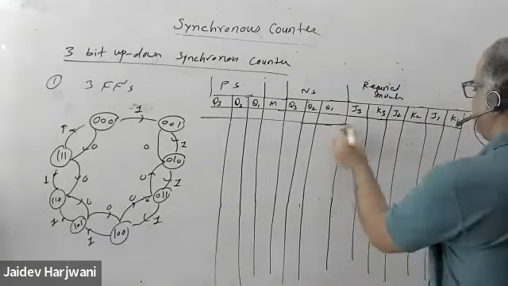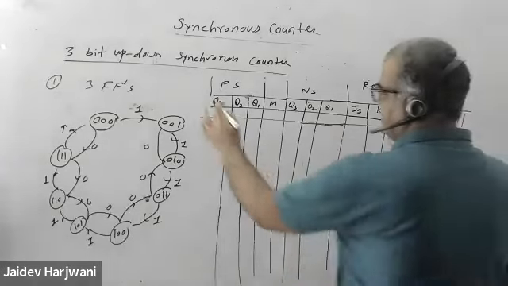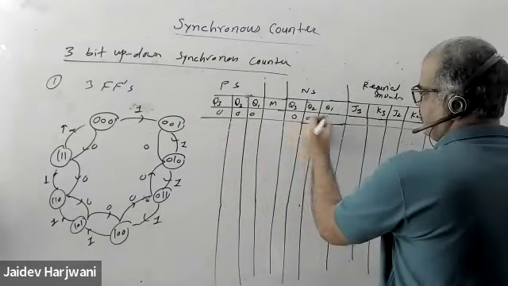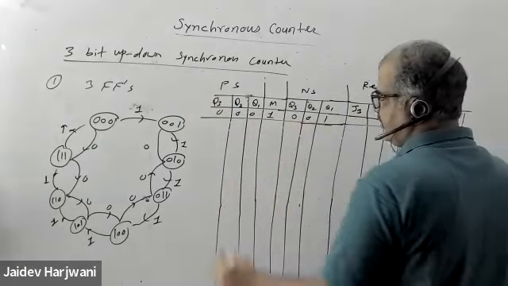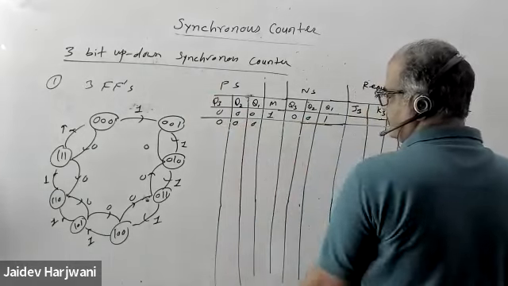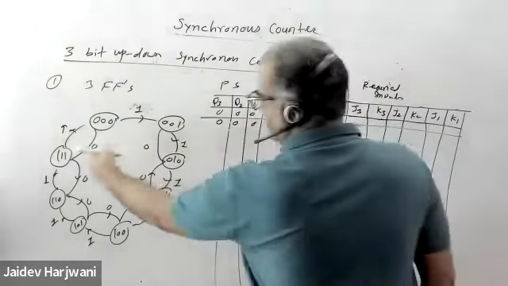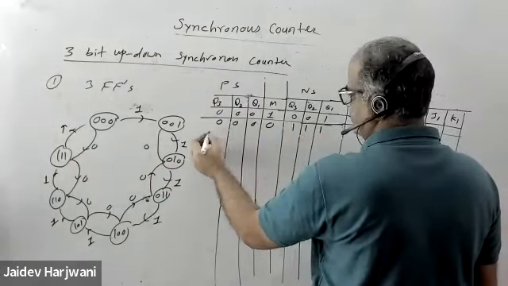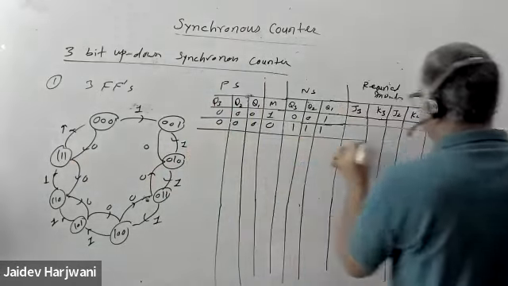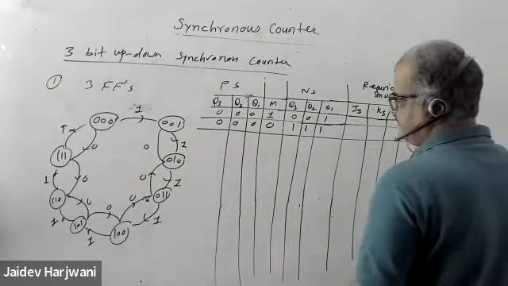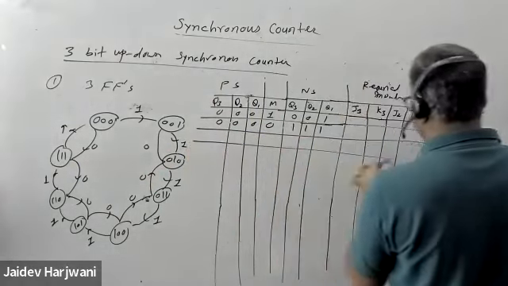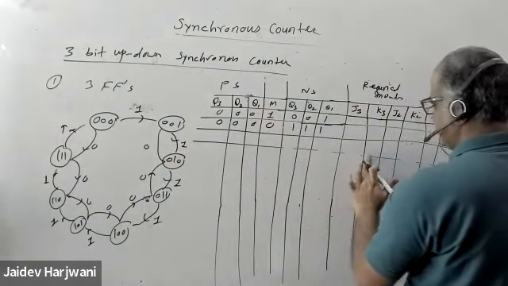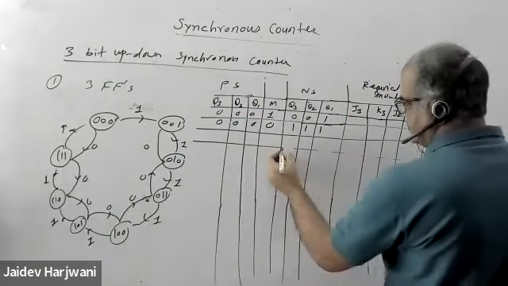The first present state is 0, 0, 0. And my next state is 0, 0, 1. Then I'll put m equal to 1. My present state is 0, 0, 0. My next state is 1, 1, 1. Then I'll put 0 here. Now you have 4 variables. So instead of 3, now you have a 16 cell K-map.